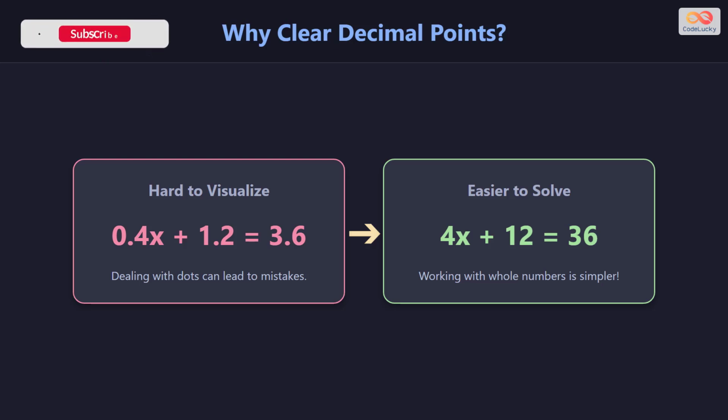Decimals can be intimidating and messy to work with. It is easy to misplace a dot or make a calculation error. But notice how much cleaner the equation on the right looks. By turning decimals into whole numbers, we make the equation much easier to solve.